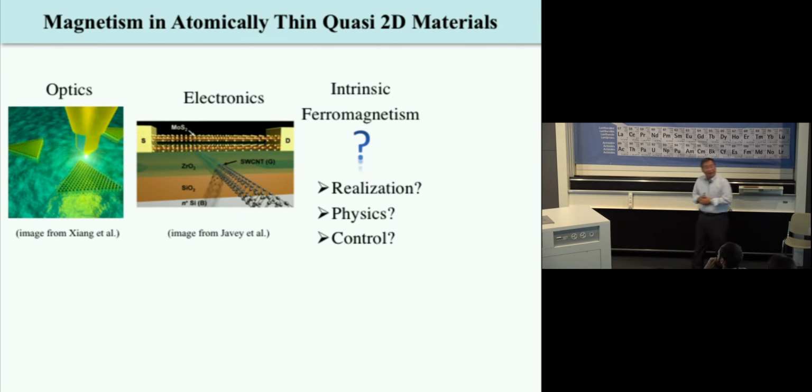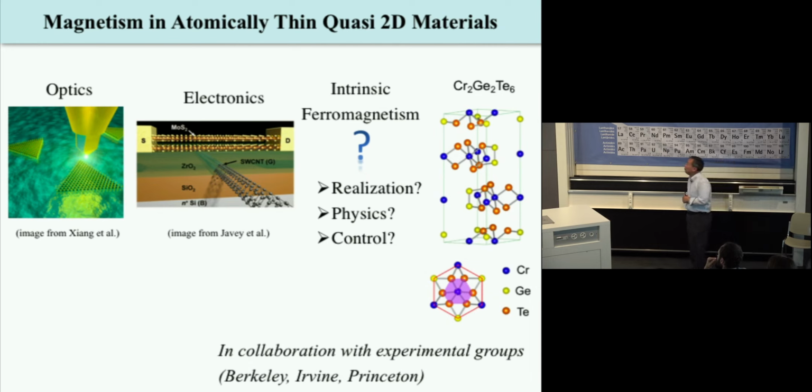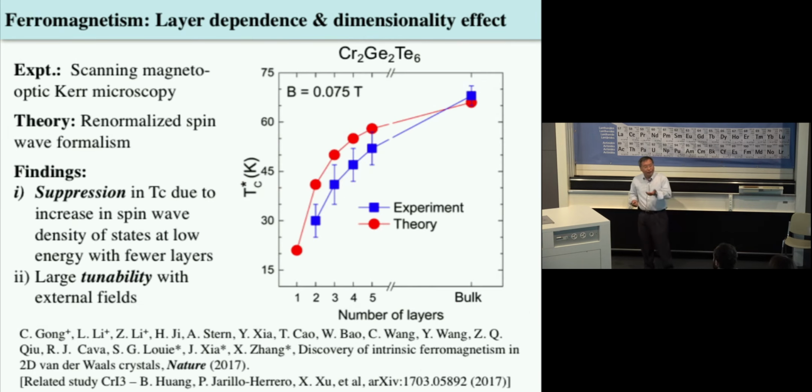Now, what about magnetism in this kind of material? So far, we looked at optics and the electronic properties. The question is, when you're down to one monolayer, can you have magnetism, like ferromagnetism, in this kind of material? In principle, you should be able to have it. People have looked at thin film magnets, and there, because of the Mermin-Wagner theorem, you need some kind of anisotropy in order for ferromagnetism to occur.